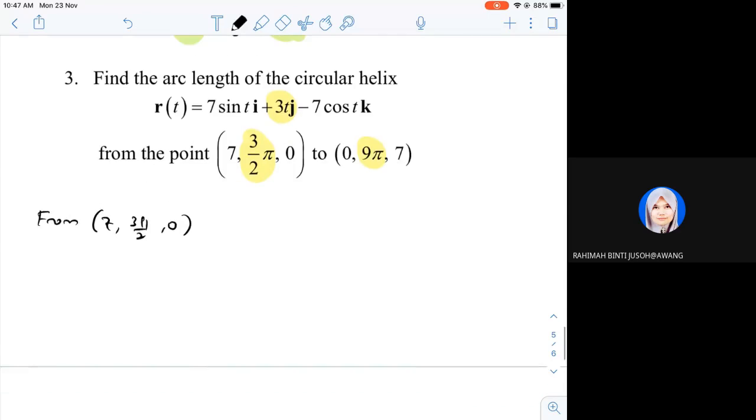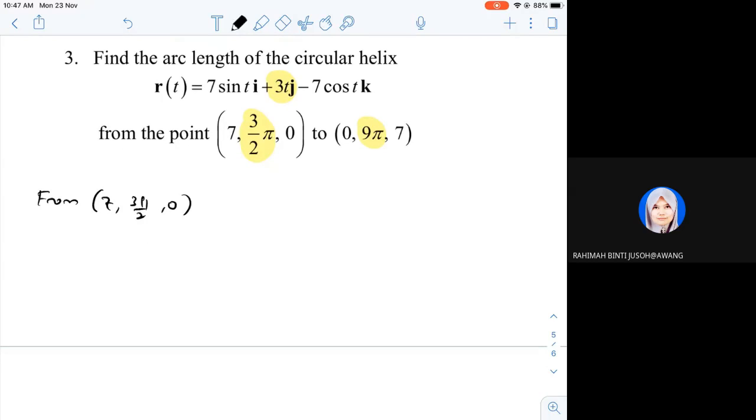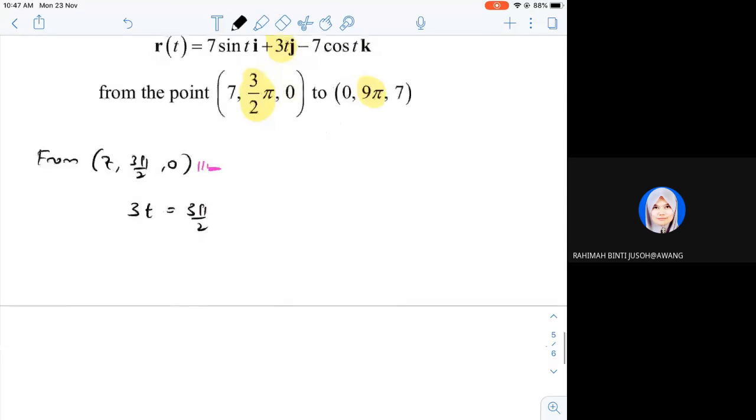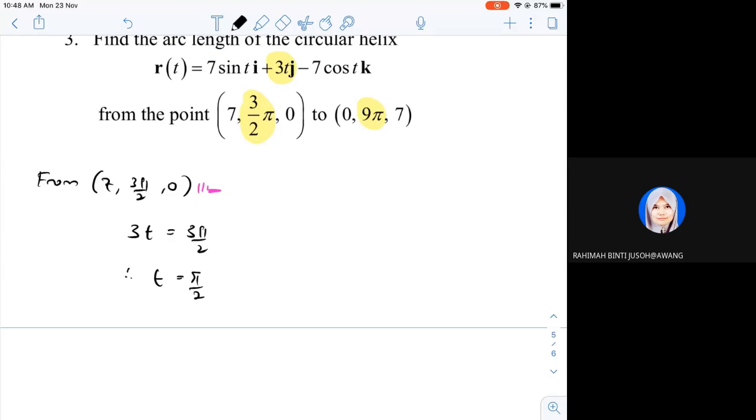We look at the j component now because we consider the polynomial function, in the y direction. So in the y direction from 7, 3 pi over 2, 0, we have 3t equivalent to 3 pi over 2. So therefore t is equivalent to, dividing by 3, pi over 2. So the starting point, of course, a is equivalent to pi over 2. This is the starting point.